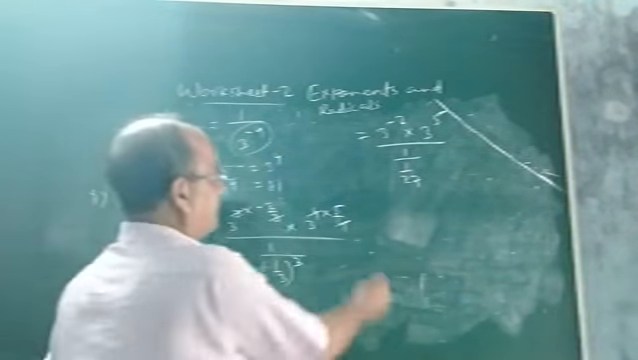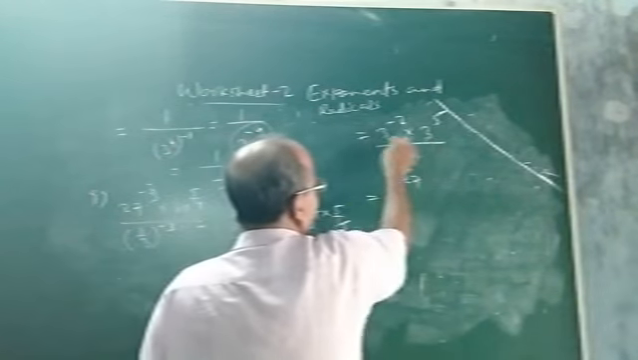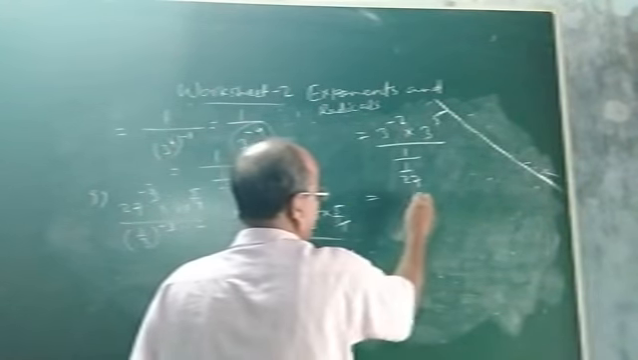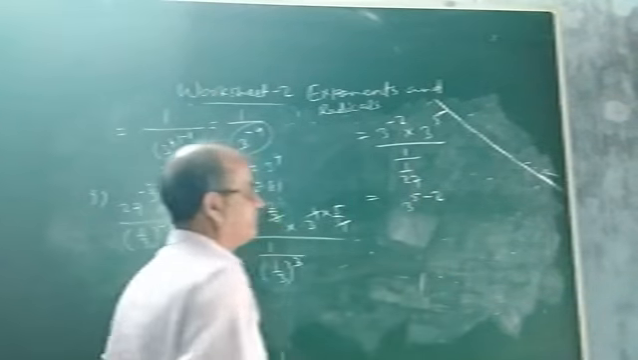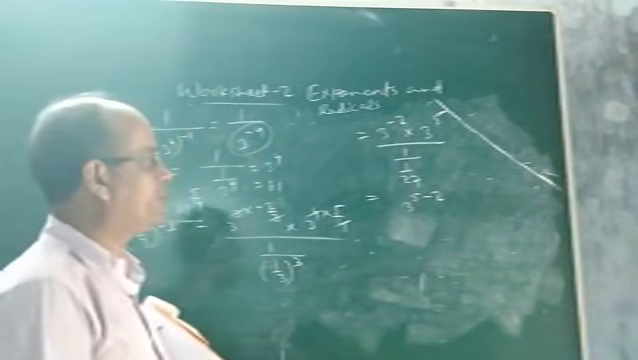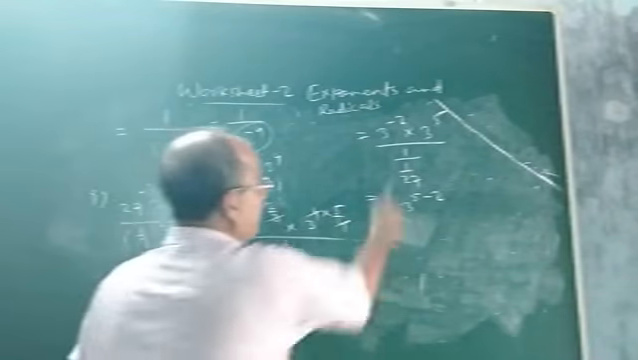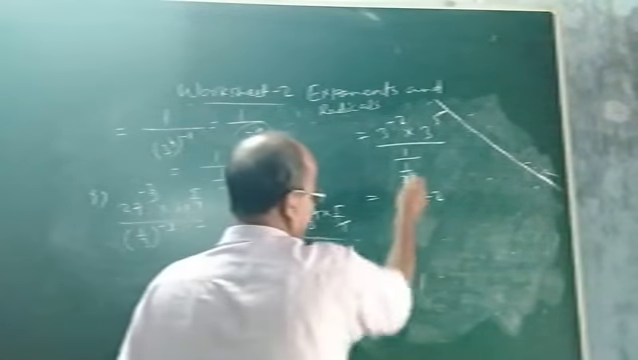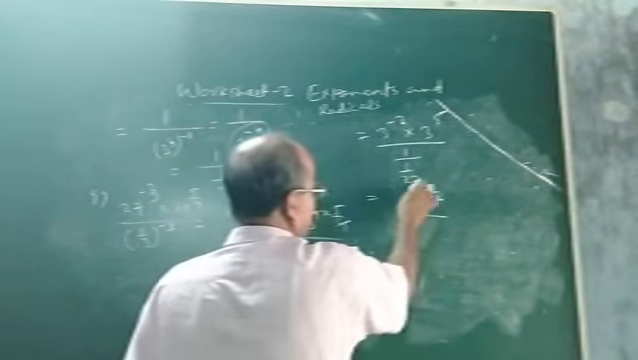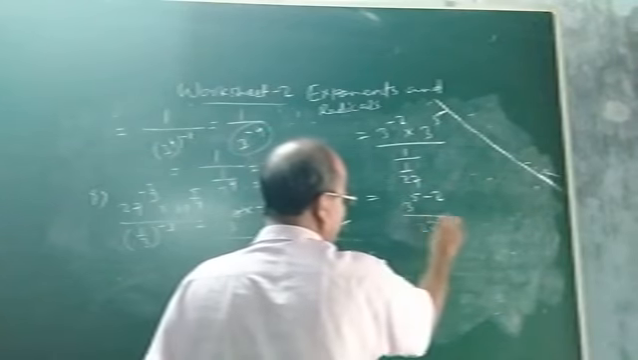See, now here the two bases are the same, so the powers will be added. 3 to the power 5 minus 2, or minus 2 plus 5, same thing. And this will be 1 by 1/27, which means it is 27.